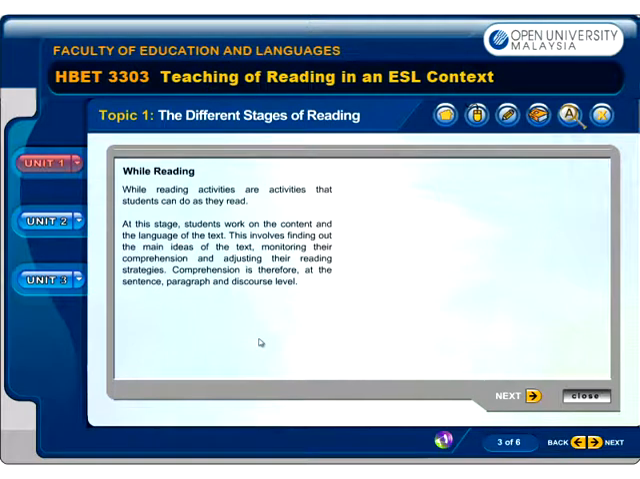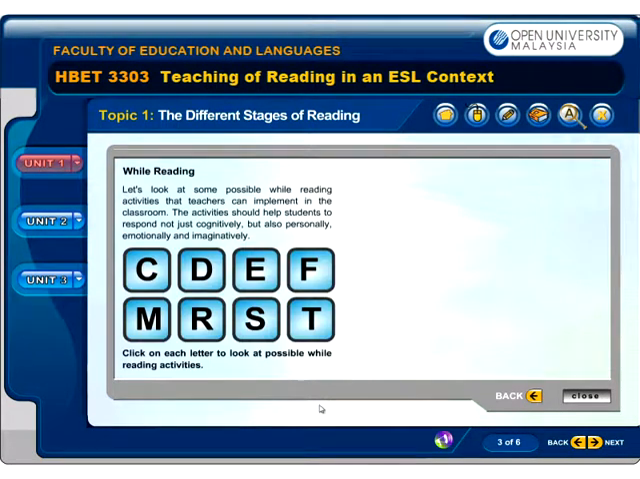While reading activities are activities that students can do as they read. At this stage, students work on the content and the language of the text. This involves finding out the main ideas of the text, monitoring their comprehension, and adjusting their reading strategies. Comprehension is therefore at the sentence, paragraph, and discourse level.